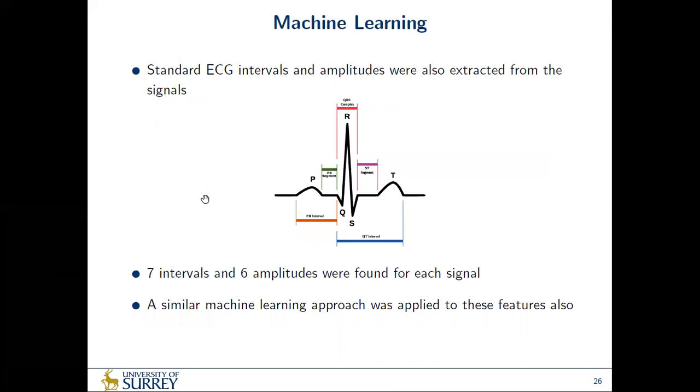As a comparison, we wanted to use standard ECG intervals and amplitudes. This is a standard analysis of ECG signals. They label various points on the signal P, Q, R, S, and T. And then intervals are found between these points, for example, PR, QT, and so on. And the amplitudes is the height, maybe of the R peak, height of the T wave, and so on. So 7 amplitudes and 6 amplitudes were derived from each signal as an alternative set of features. And machine learning was applied to these as well.